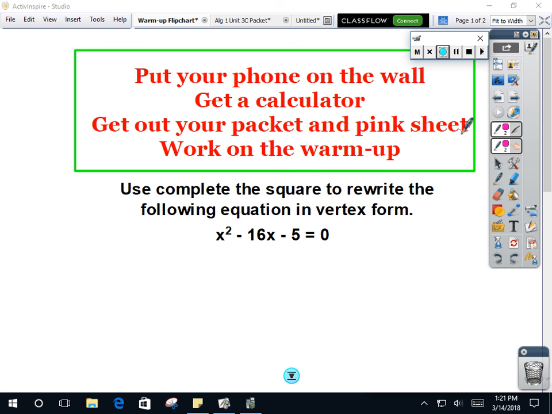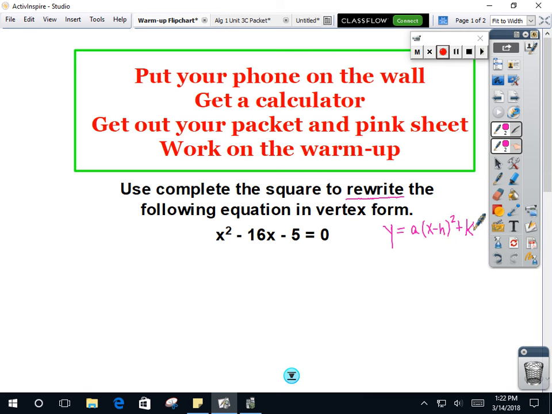The warm-up says, use complete the square to rewrite the following equation in vertex form. It's currently in standard form, and they want it to be rewritten in vertex form, which will look like this: y equals a times (x minus h) squared plus k.